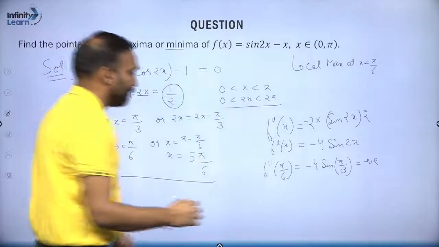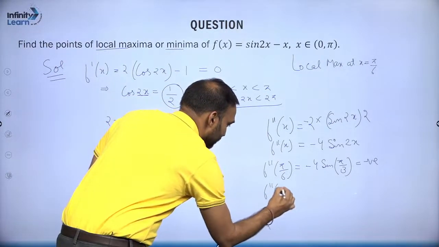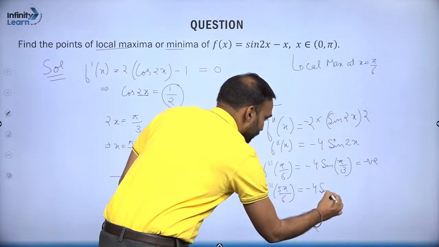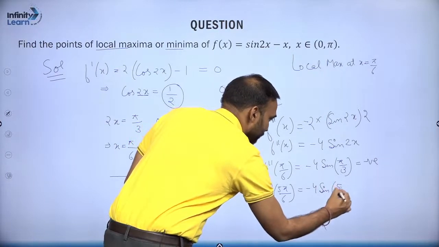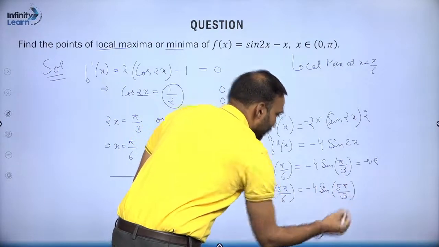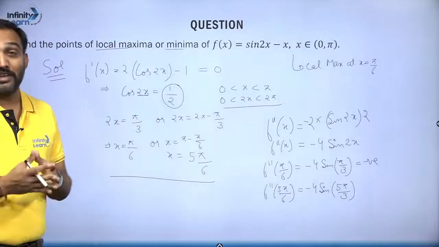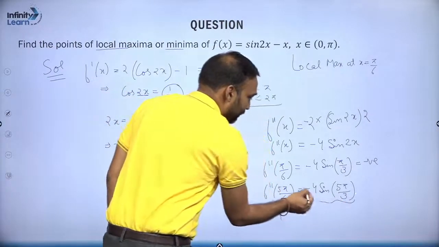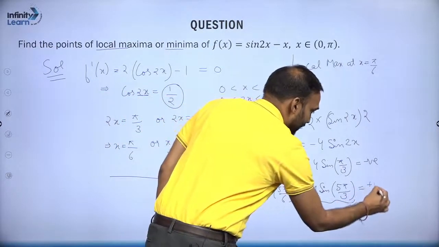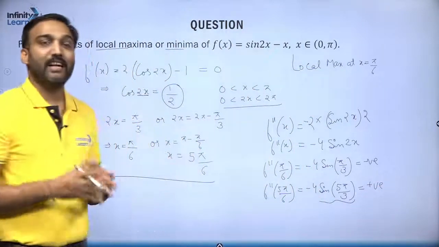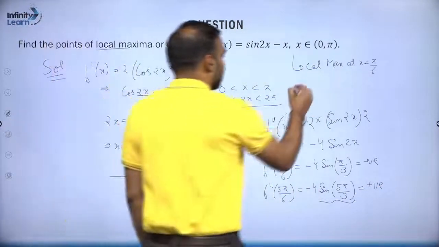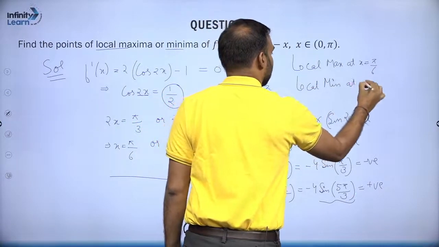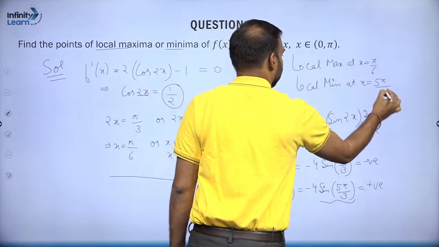Now at x is equal to 5 pi by 6, I will find the value of f double dash, f double dash of 5 pi by 6. This will be equal to minus 4 sine 5 pi by 6 into 2, that becomes 5 pi by 3. Now 5 pi by 3 would be 300 degrees, which lies in the fourth quadrant. So sine would be negative. So if this value is negative multiplied with a negative sign, finally I will have a positive value. So the double derivative at x is equal to 5 pi by 6 is positive. Hence we can say there is a local minima at x is equal to 5 pi by 6.